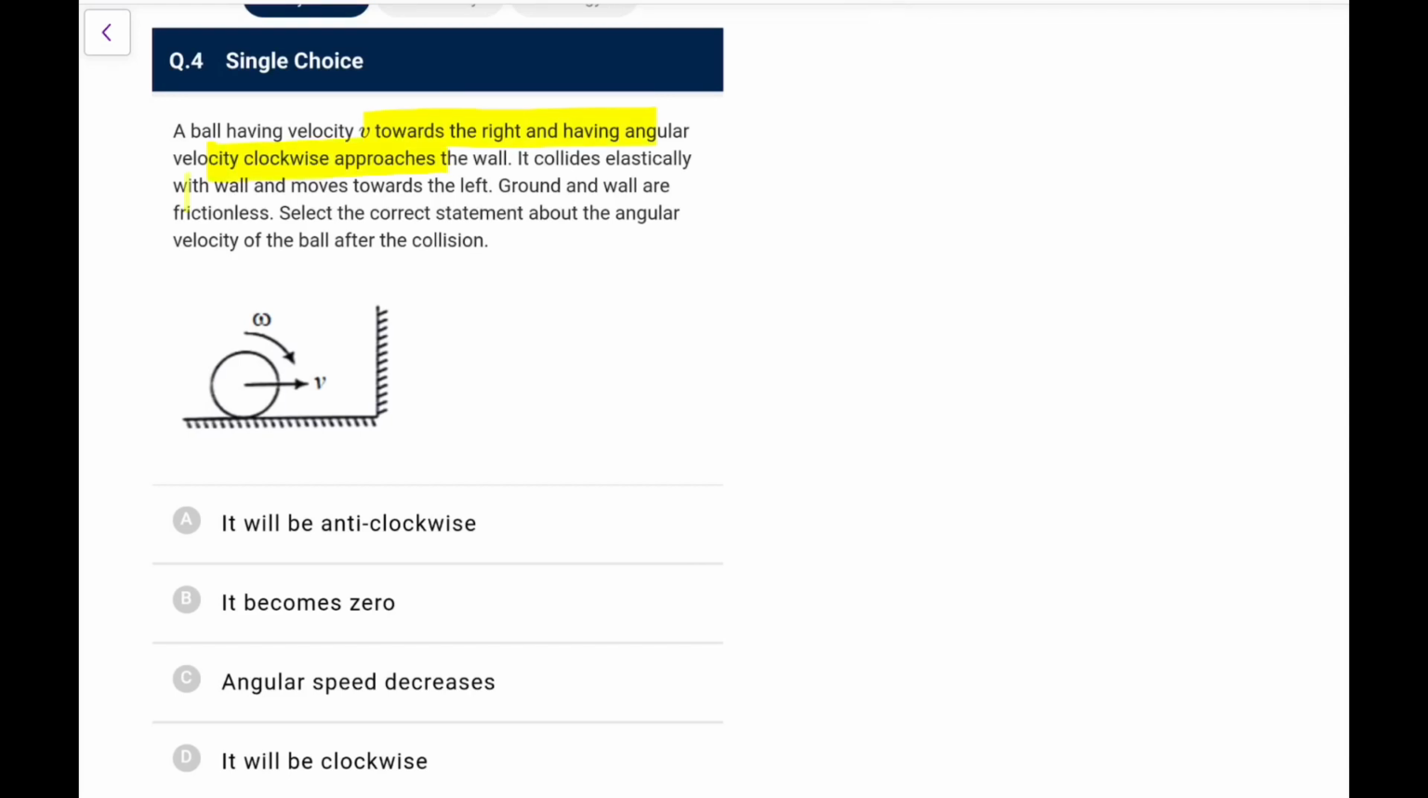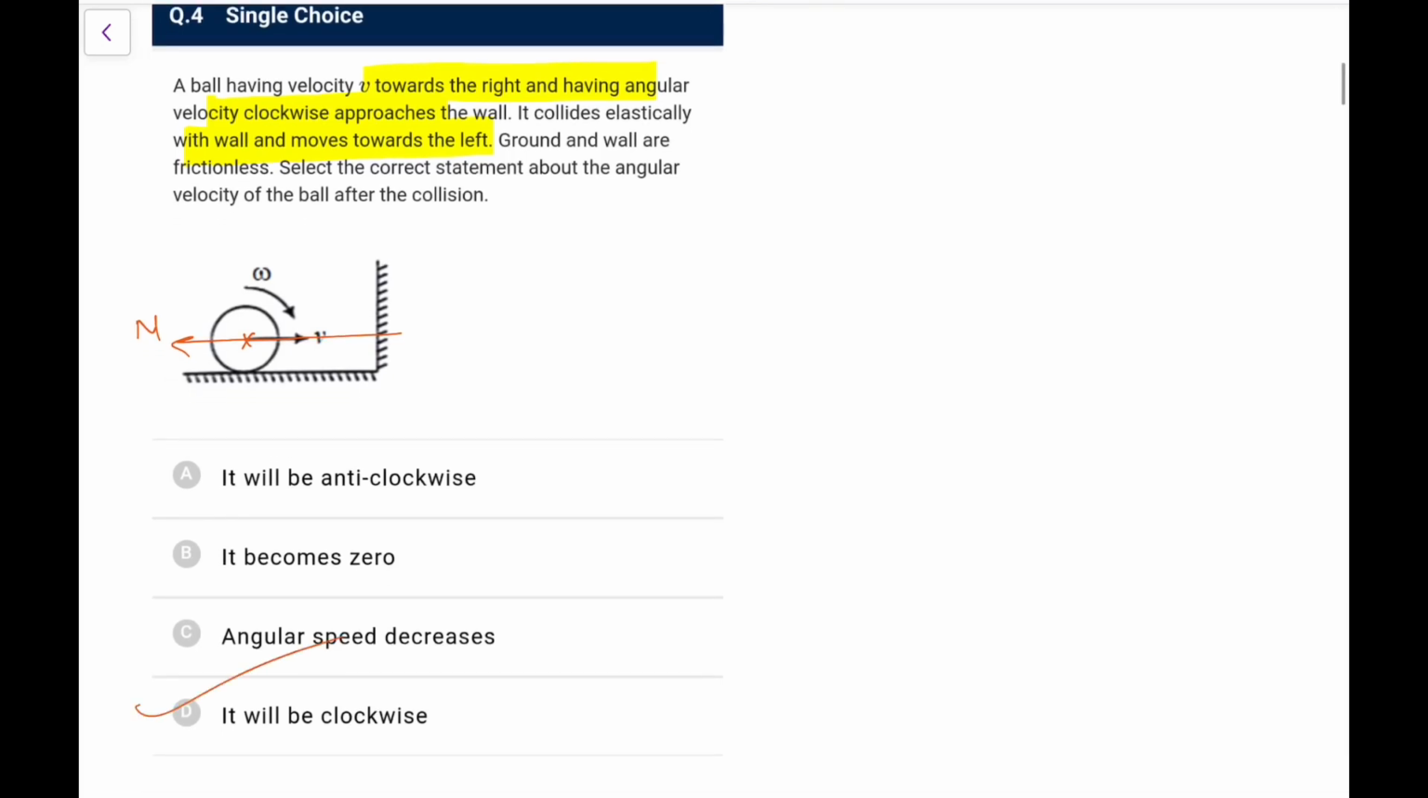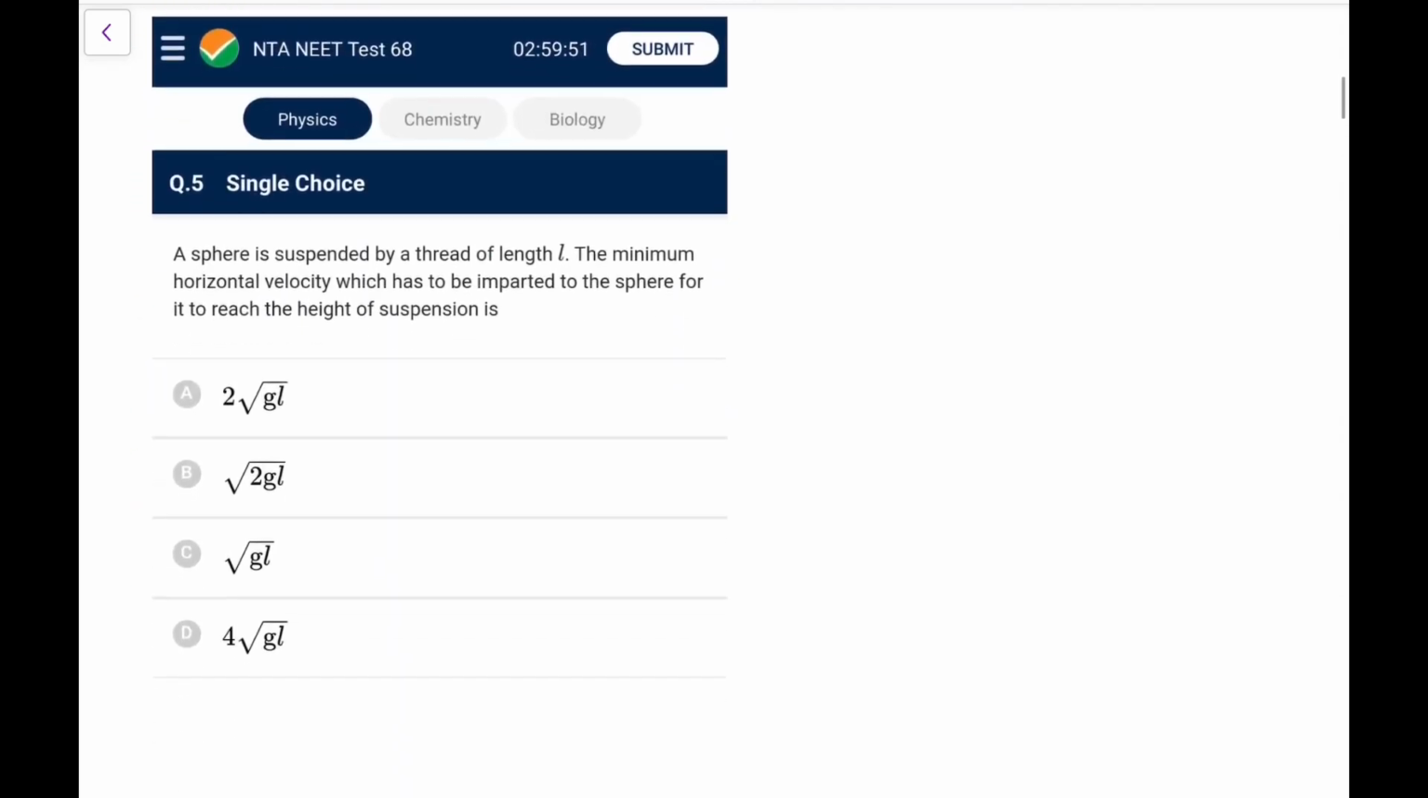It collides elastically and moves towards the left. Ground and wall are frictionless. Select the correct statement about the angular velocity. So in this collision the force will act like this. The normal, whose torque will be 0, so omega will remain the same. So it is clockwise and it will remain clockwise for sure. This is a question you should easily do. This is a very generalized one.